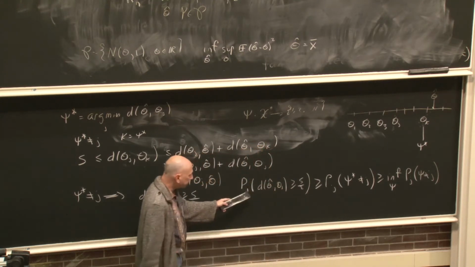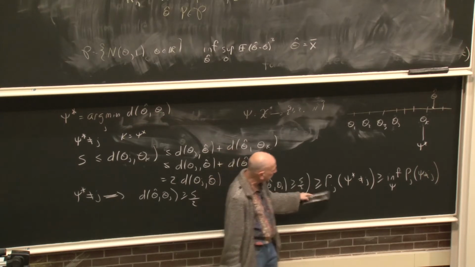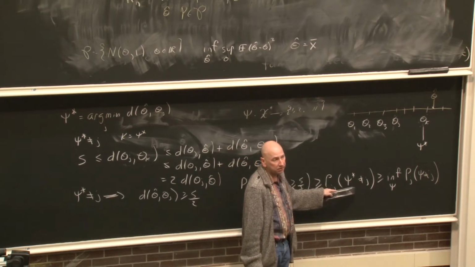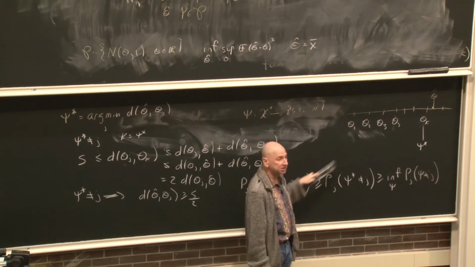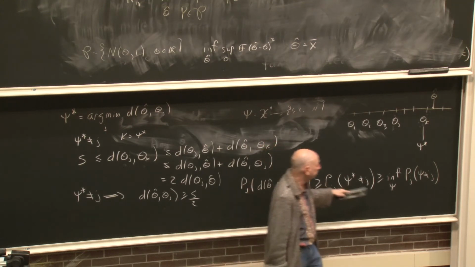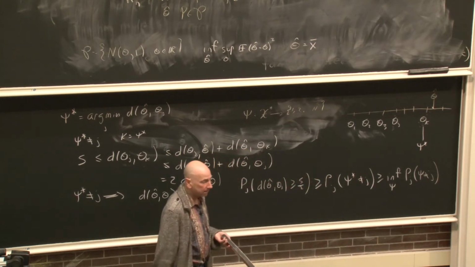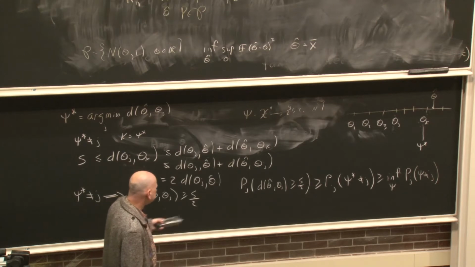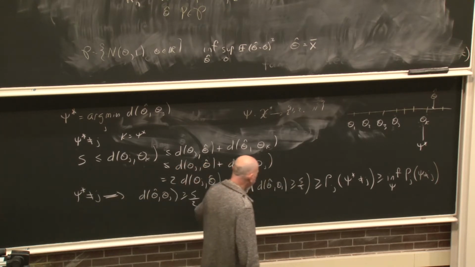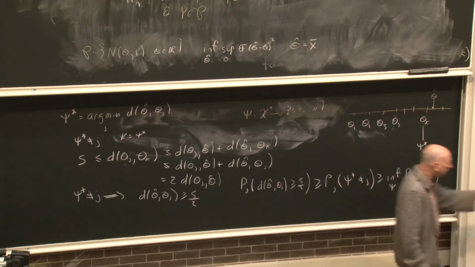The probability that your estimator is at least s over 2 away from the truth is bigger than or equal to the probability that your test makes an error, that it picks the wrong guy out. The probability that your test makes an error is certainly bigger than or equal to the best test, whatever that is, that minimizes the error. So this was all a long-winded way of saying that this probability is bigger than or equal to this, which I'm going to now insert into here.